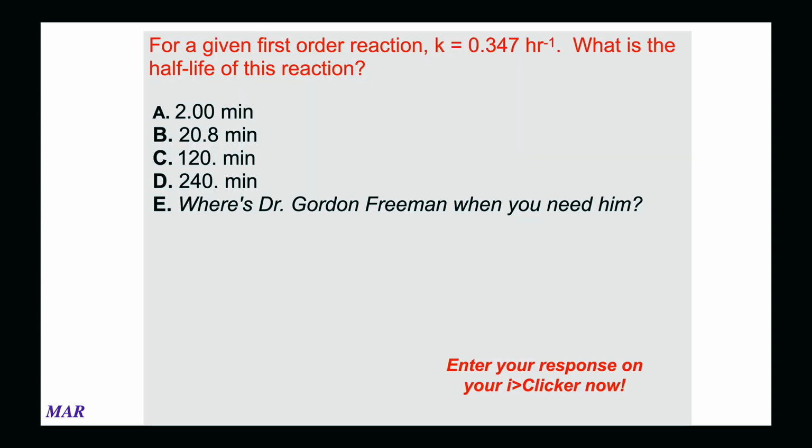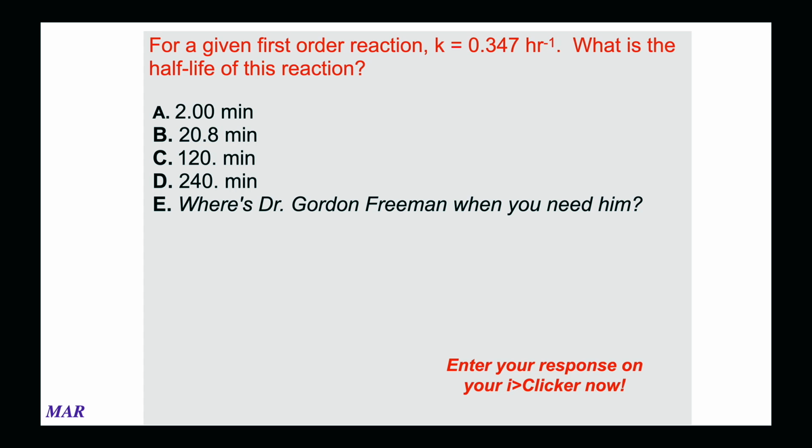So here's a given first order reaction, and K equals 0.347 inverse hours. And the question is, what is the half-life of this reaction? Okay, answer E is totally silly. Dr. Gordon Freeman was the hero of that Half-Life game. My apologies again for the bad references in the media. But anyway, the important part here, half-life equals 0.693 divided by K. So what I would do in this problem is take 0.693 and divide it by 0.347, and that's going to get us an answer in hours.